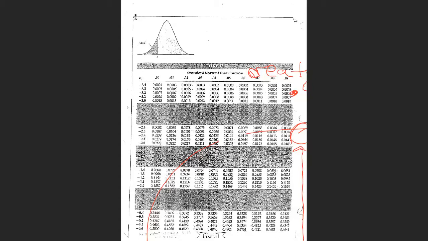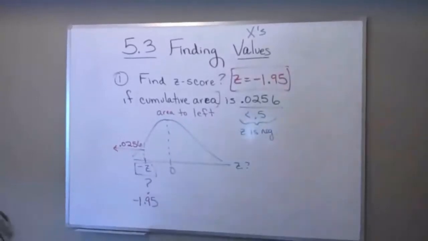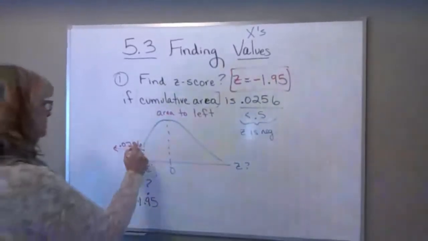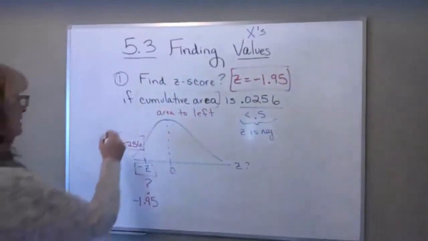Has an area to the left of 0.0256. So this number was in the table. I looked it up in the body of the table.